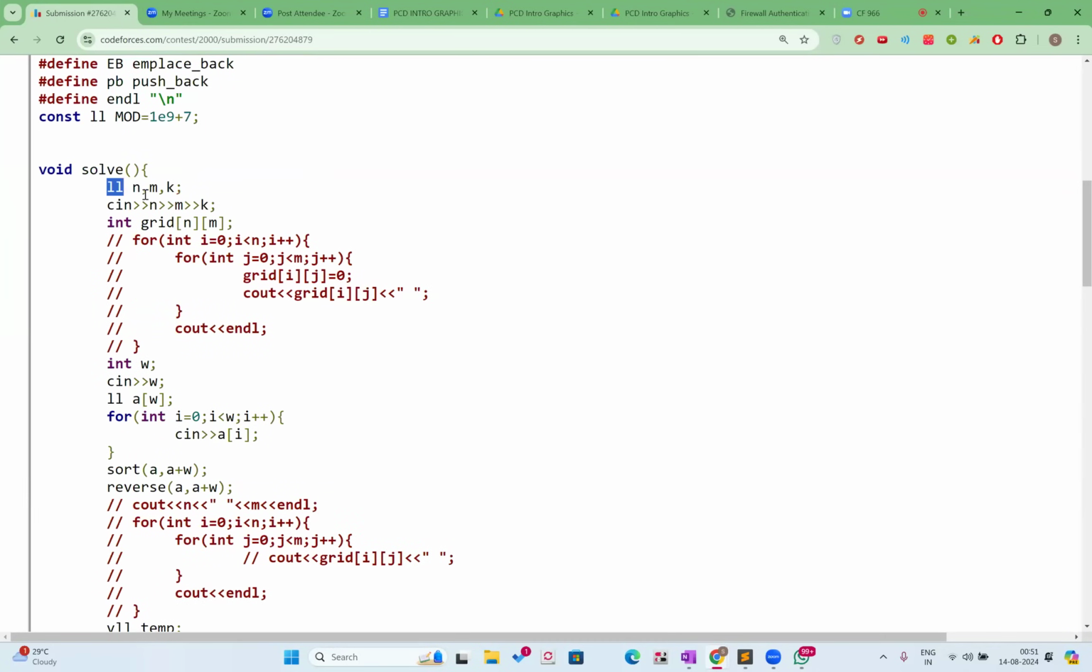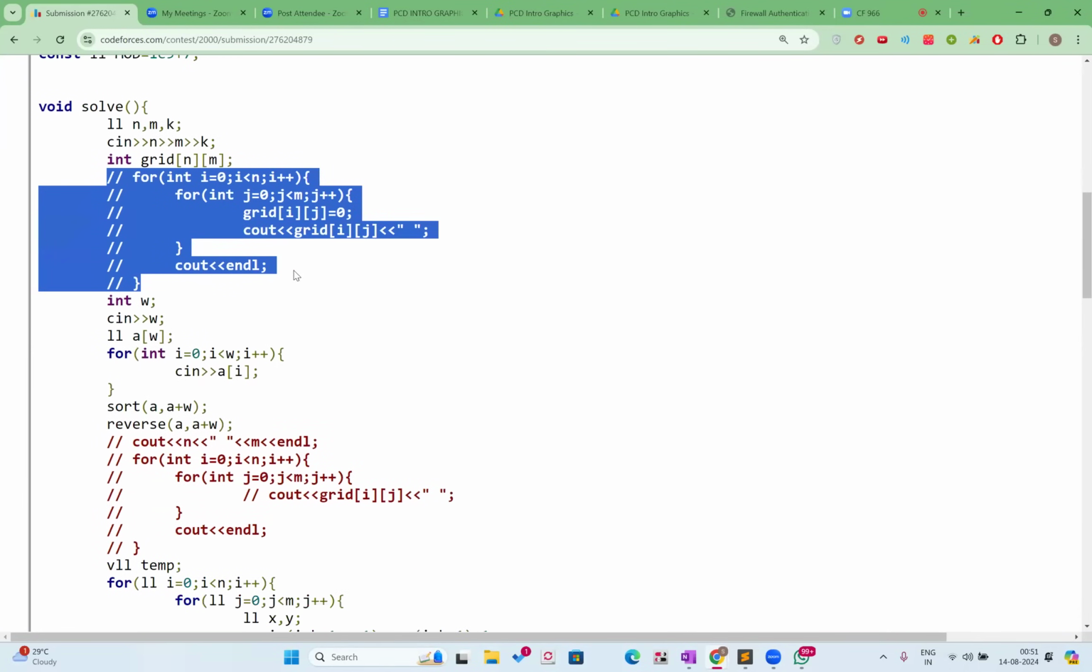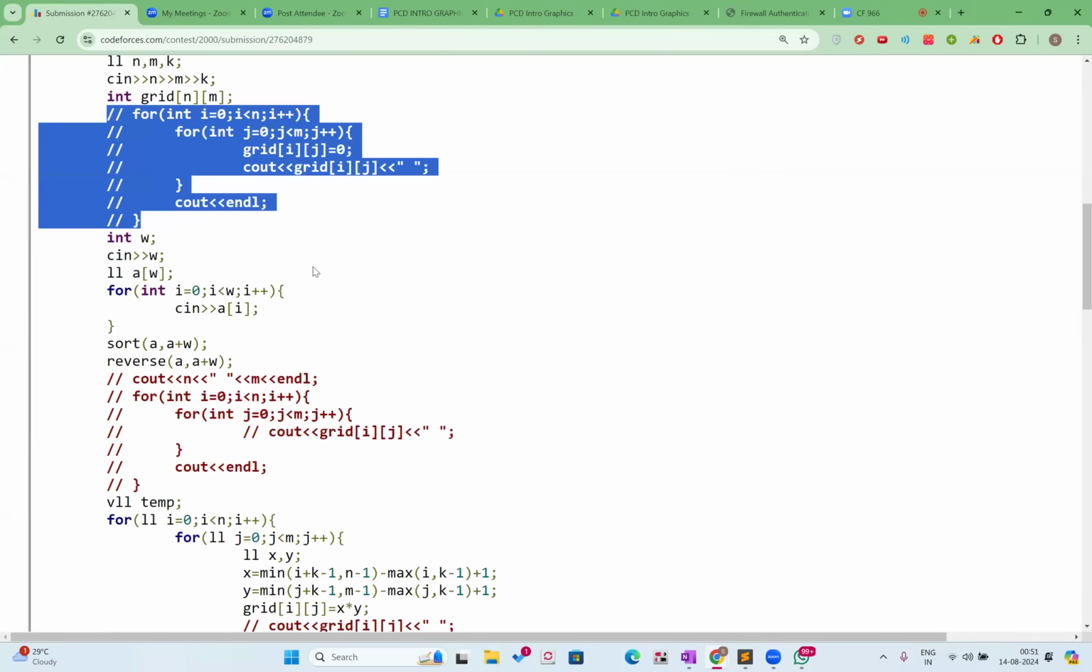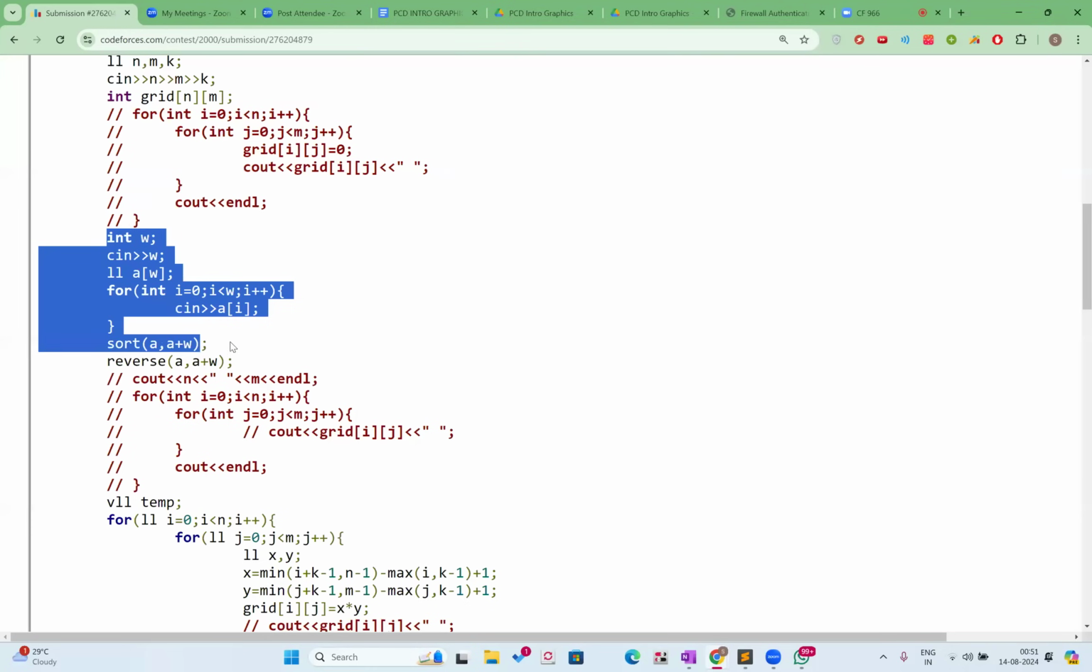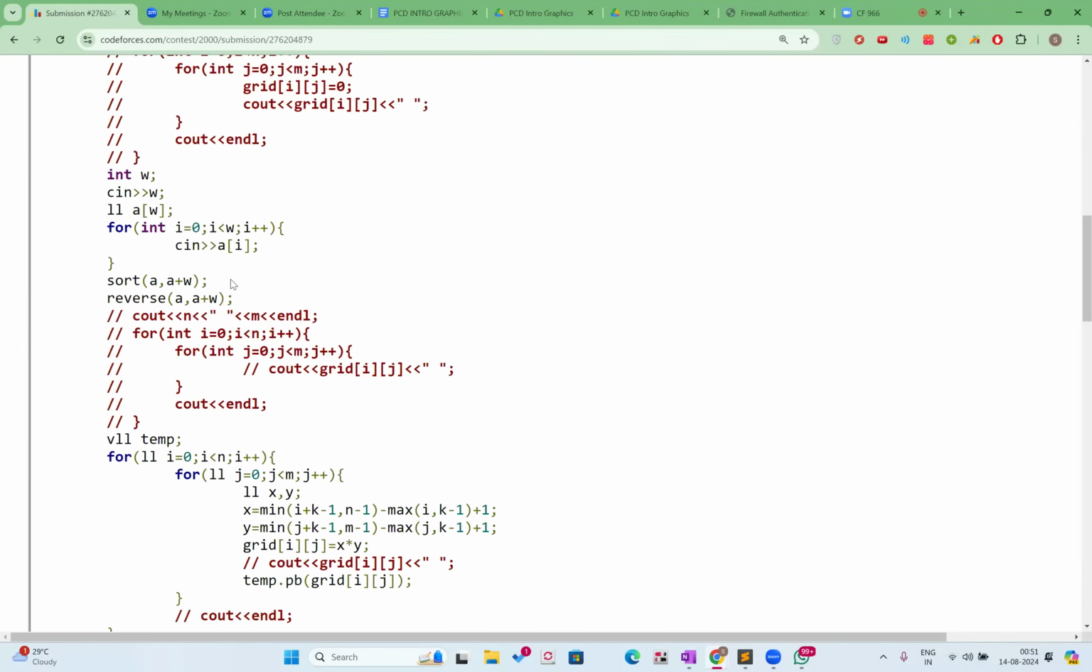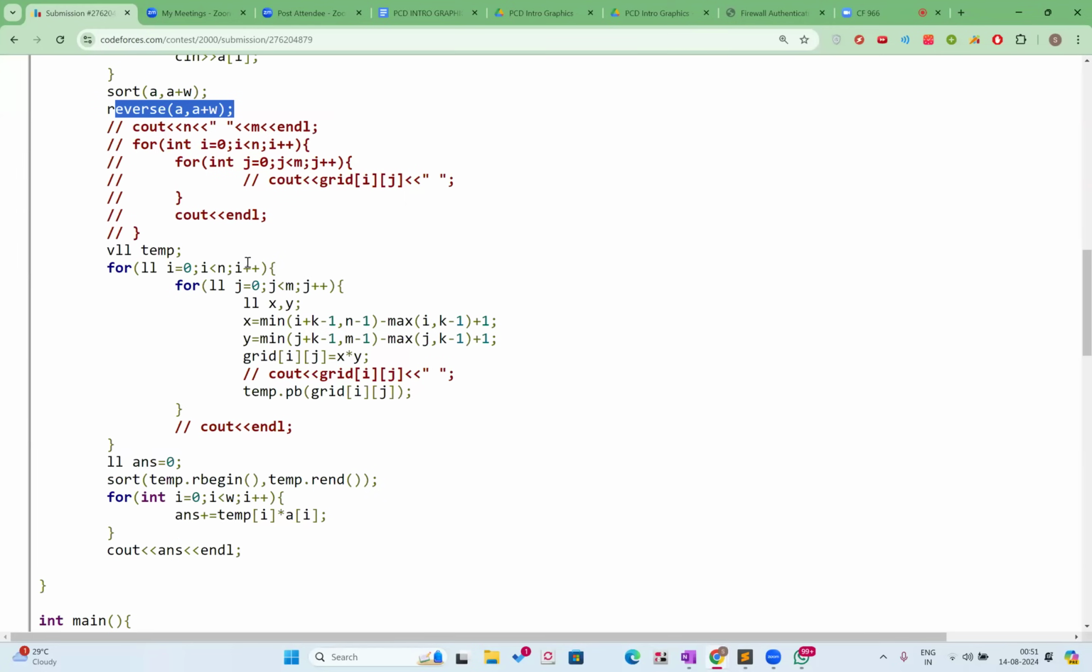Okay, so basically I'm taking n, m, k, and I'm just initializing a grid. I've just commented out some part of the code during the contest, since I was in a hurry, so you did not write this part. So there are w gorillas. I just sorted the gorillas in reverse order. First sorted, then reverse order.